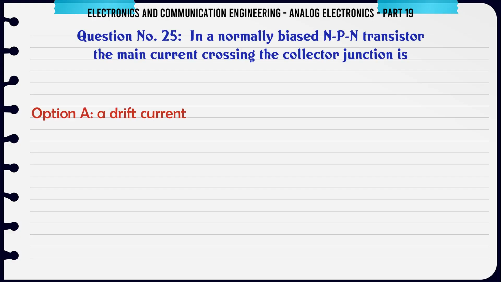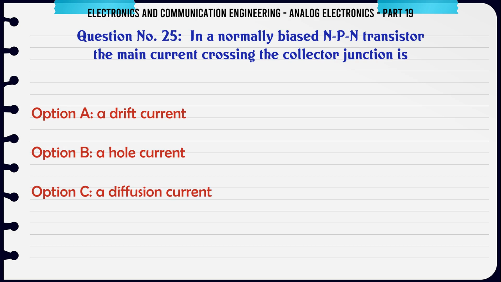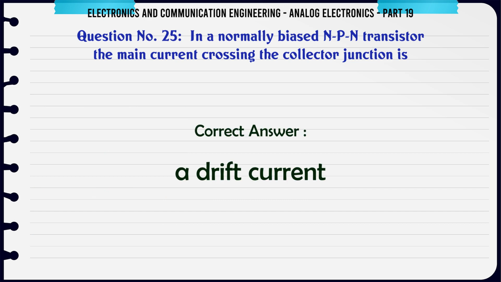In a normally biased NPN transistor, the main current crossing the collector junction is A. a drift current, B. a Hall current, C. a diffusion current, D. same as the base current. The correct answer is a drift current.